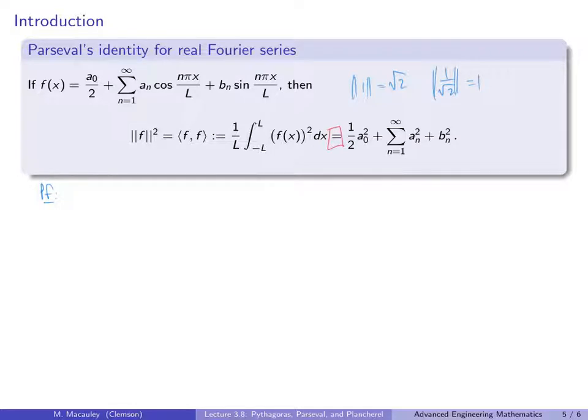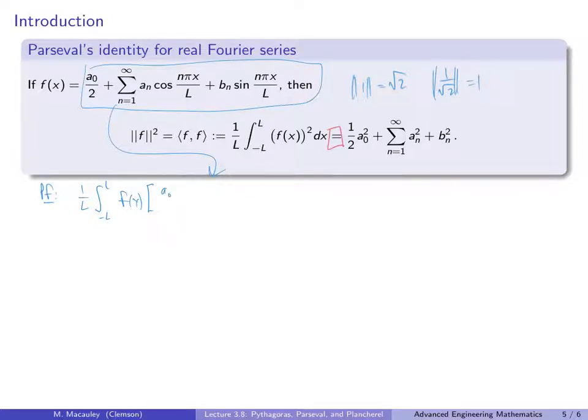So let's write out what we have. We have 1 over L times the integral from negative L to L of f of x times f of x. Now, instead of putting a squared here, I'm going to just stick another copy of f of x right here. And here is a copy of f of x. I'm going to write the Fourier series right there.